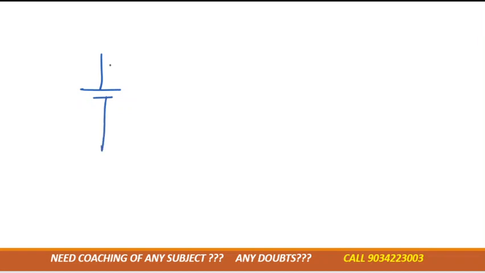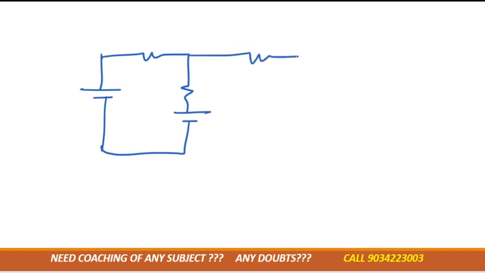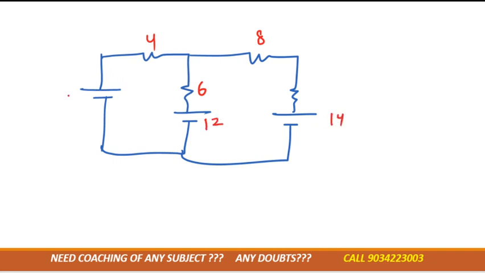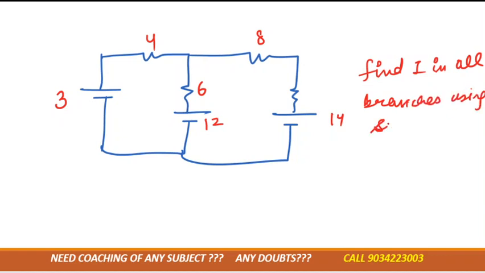I'm taking one example, a simple example. Tell me how many sources are there in this circuit. There are three sources, right? So we will solve it in three steps. And suppose the question says, find the current in all branches using the superposition theorem. Okay, this is the question. We need to find the current in all branches.